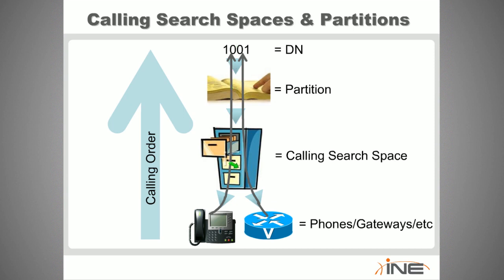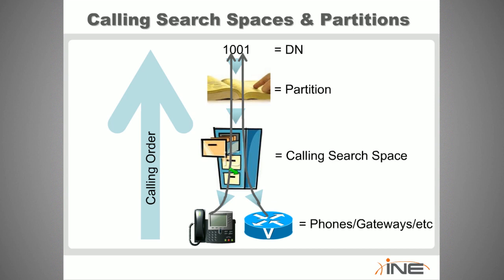You're putting the DN in a partition, and you're giving it access to a calling search space to dial out of. Calling search spaces are what are considered from the calling device. So the person who goes off hook to make the call, the calling party, that party's calling search space is the only thing that's considered.